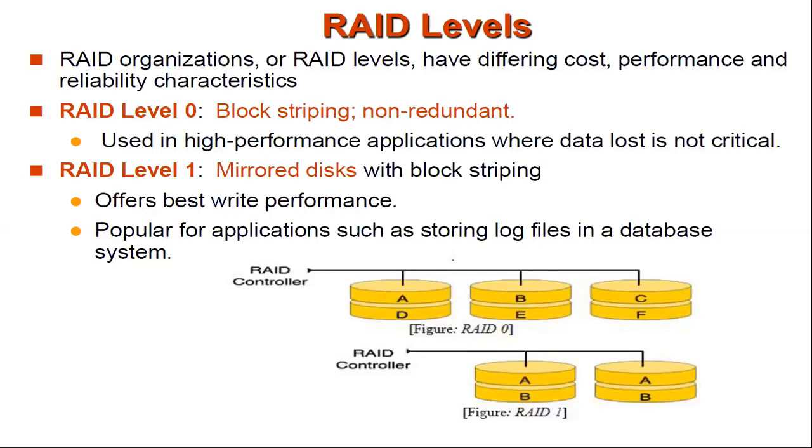Next to that, we have RAID level 1, mirrored disk with block striping. This is another way: you have the mirrored disk. We already spoke about what mirroring and shadowing are.